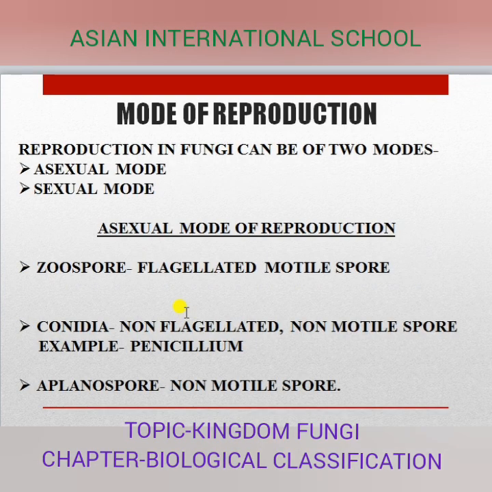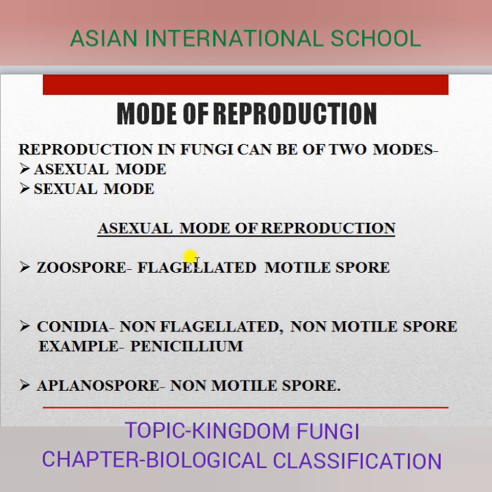In the special features, first of all, the feature is the mode of reproduction. In the mode of reproduction, you can see that reproduction in fungi can commonly be of two types. One is the asexual mode of reproduction, another one is the sexual mode of reproduction. So in case of the asexual mode of reproduction, let's see what different structures can be present.